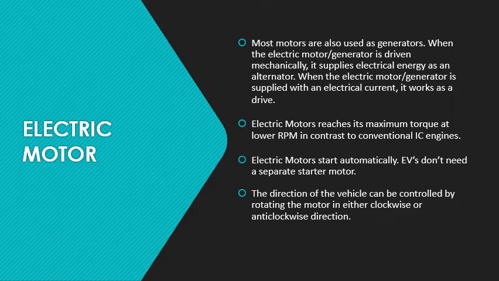Electric motors reach their maximum torque at lower RPM in contrast to conventional IC engines, which reach their maximum torque at comparatively higher RPMs. The electric motors start automatically and they do not need a separate starter motor, which is required in traditional IC vehicles. The direction of a vehicle can easily be controlled by rotating the motor either in clockwise or anti-clockwise direction.